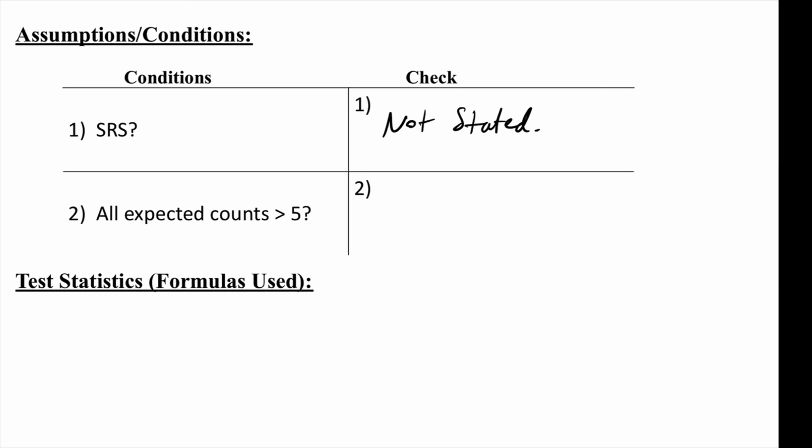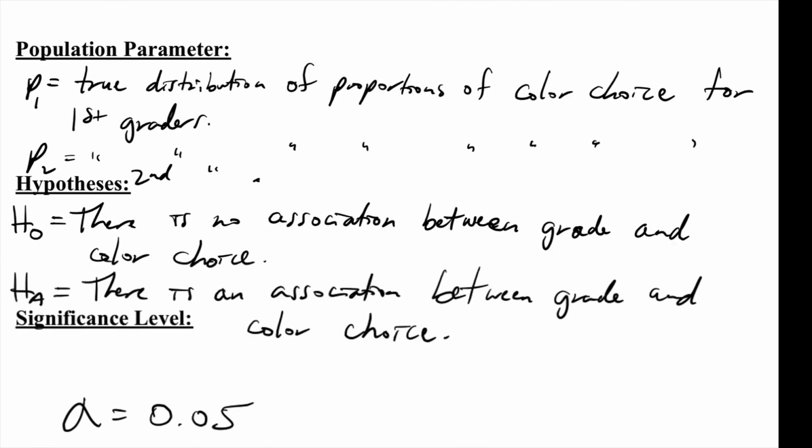I can't say anything other than that. I can't question their method. We questioned the method the last time because I told you my method, right? You knew my method. Here, we don't know their method, so we can't question it. We just say it's not stated. We don't know. Okay? Expected counts. All expected counts greater than 5.